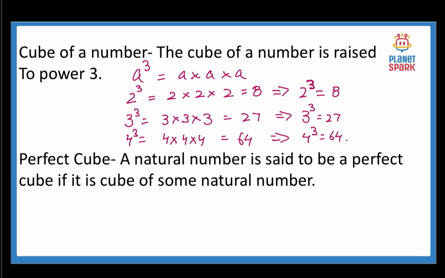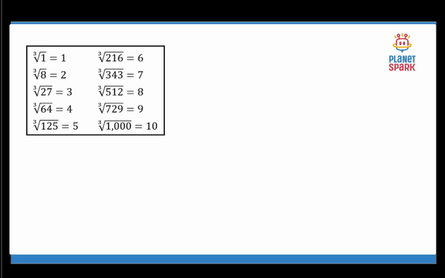A perfect cube: a natural number is said to be a perfect cube if it is the cube of some natural number. What does this mean? Let's find out. If 8 is the cube of 2, I can say 8 is equal to 2 into 2 into 2. That means 8 can be written as 2 cube. I can also say that 2 is the cube root of 8. Cube and cube root are inverse operations. If 2 cube is 8, then cube root of 8 is 2. And this is the symbol for cube root.